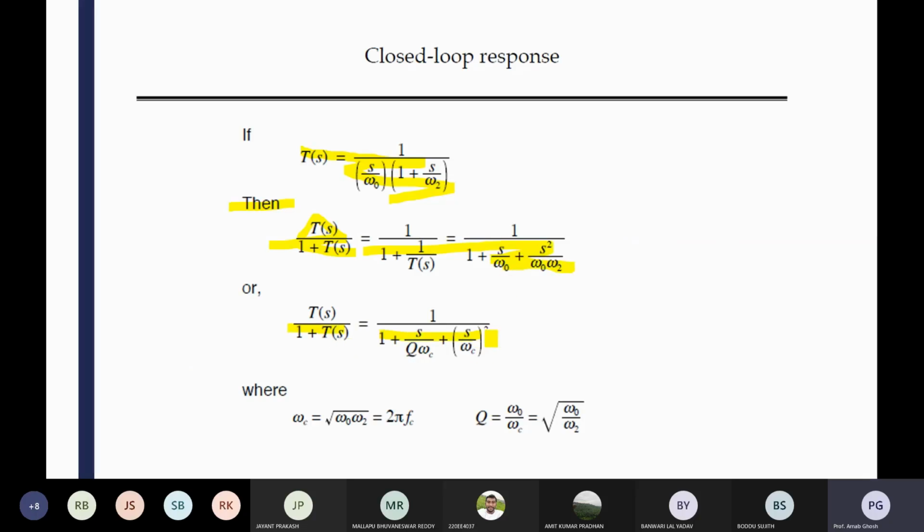It is coming as 1 plus s by Q omega c plus s squared by omega c squared. Your omega c is the transfer frequency, 2 pi fc, and the Q value is coming as root of omega 0 by omega 2. That is coming from that expression.